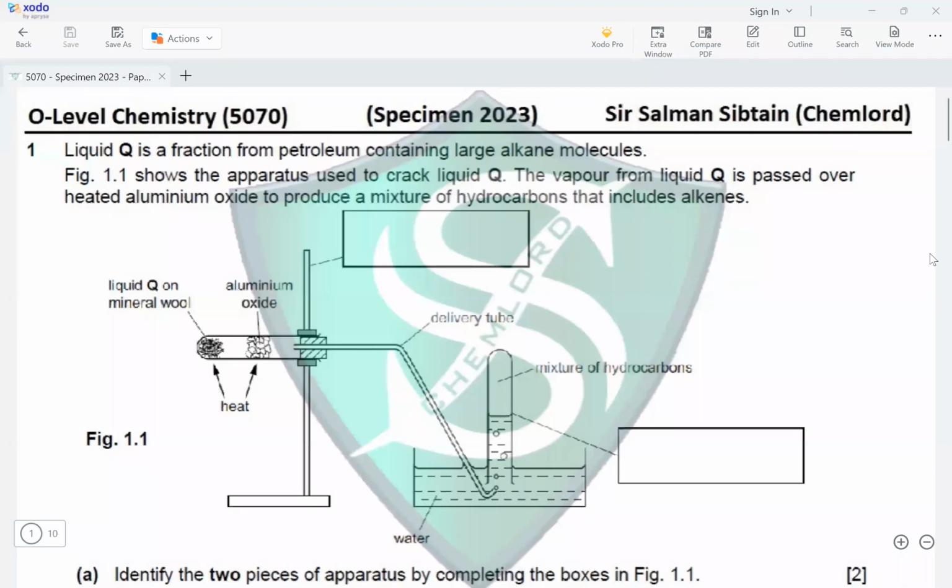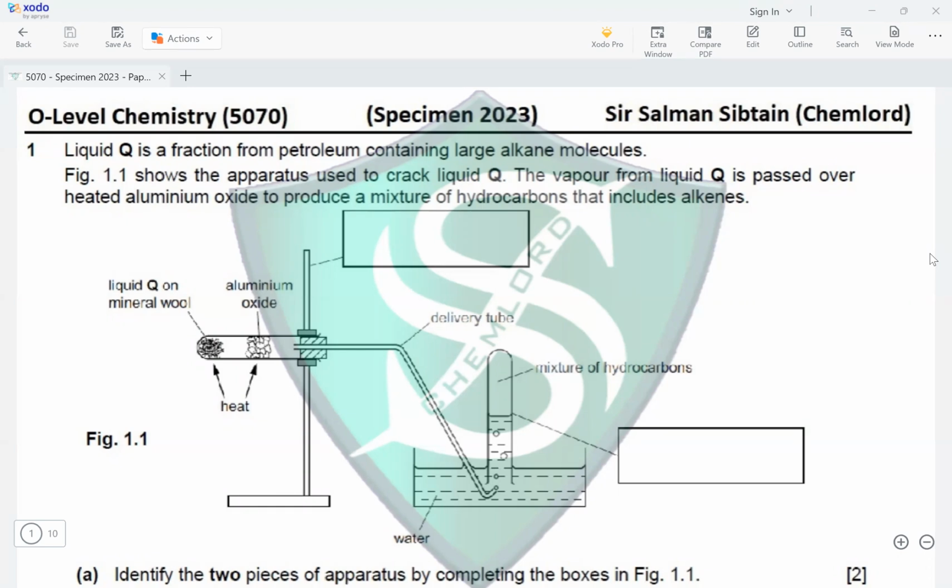Hi guys, this is O-Level Chemistry, Paper 4, Specimen 2023, Question 1. Liquid Q is a fraction from petroleum containing large alkane molecules. Figure 1.1 shows the apparatus used to crack liquid Q. The vapor from liquid Q is passed over heated aluminum oxide to produce a mixture of hydrocarbons that includes alkenes.